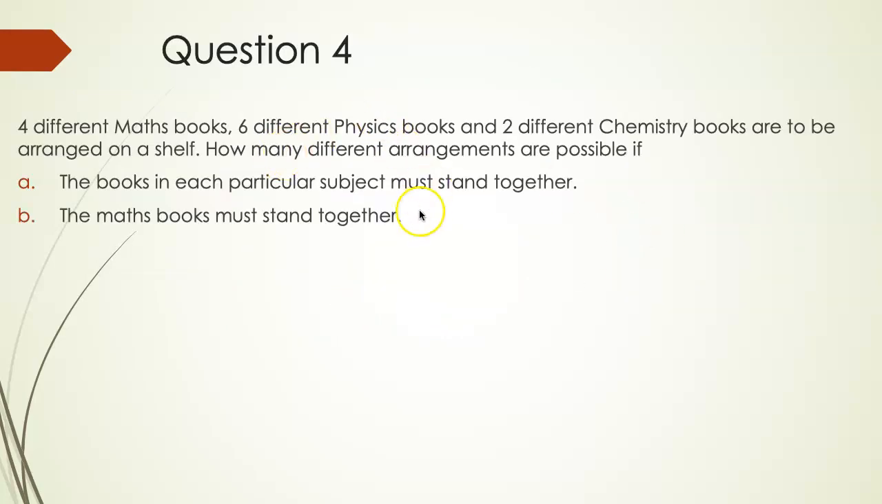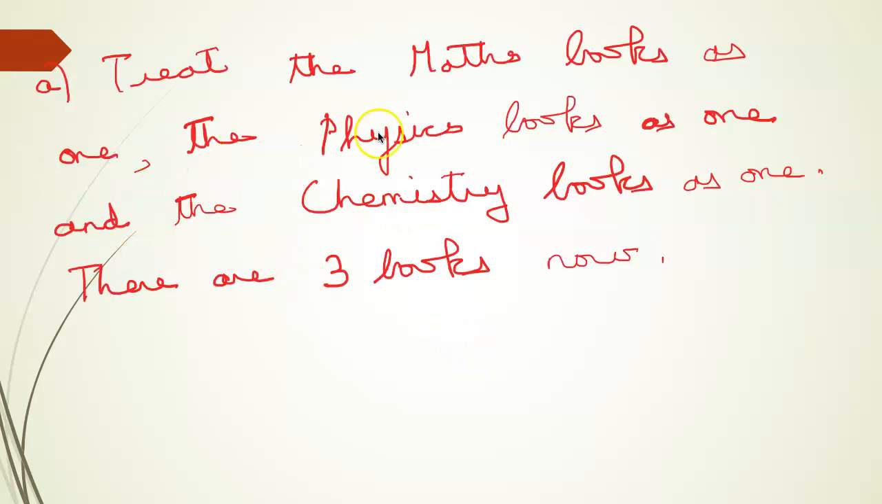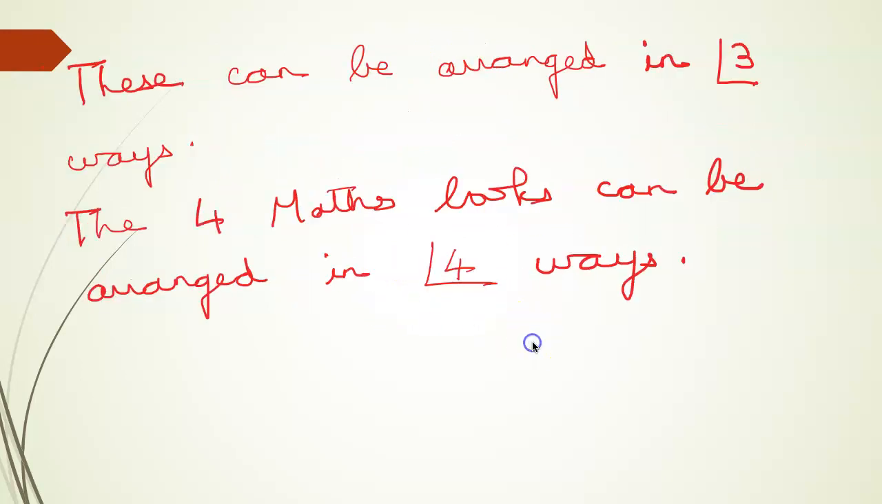Coming to question 4. 4 different maths books, 6 different physics books, and 2 different chemistry books are to be arranged on a shelf. How many different arrangements are possible if the books in each particular subject must stand together? The maths books must stand together. So when something is together, we treat the maths books as one, the physics books as one, and the chemistry books as one. So there are how many books now? 3 books now. And these can be arranged in 3 factorial ways.